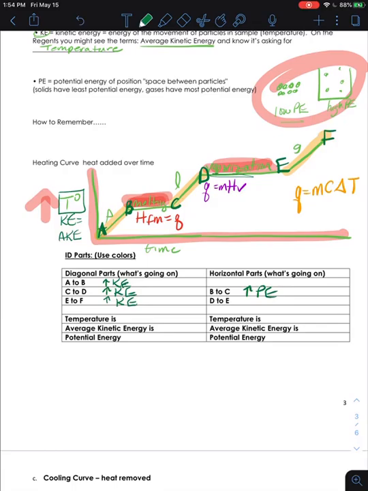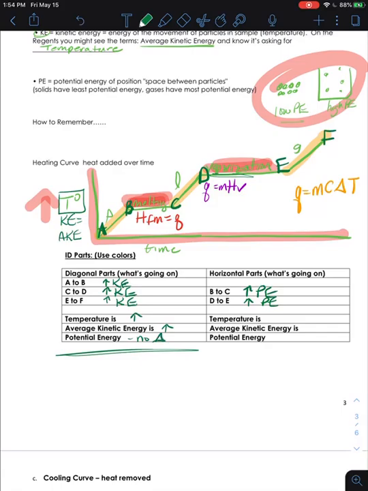Same thing we're talking about with vaporization. We're now going from a liquid to a gas where the particles have a lot more space, therefore more potential energy. Okay. So just a summary for diagonal parts, temperature's increasing, average kinetic energy is the same thing, and potential energy is remaining the same, so no change.